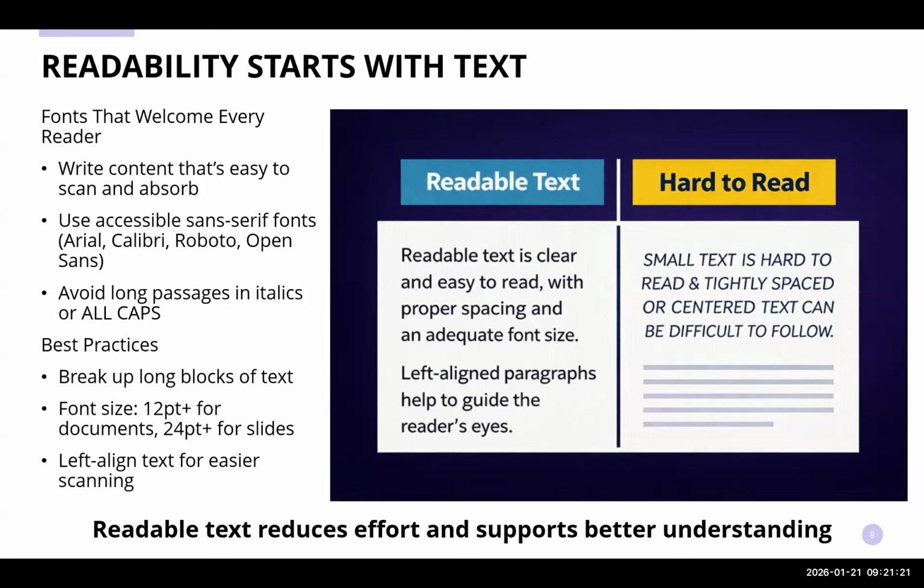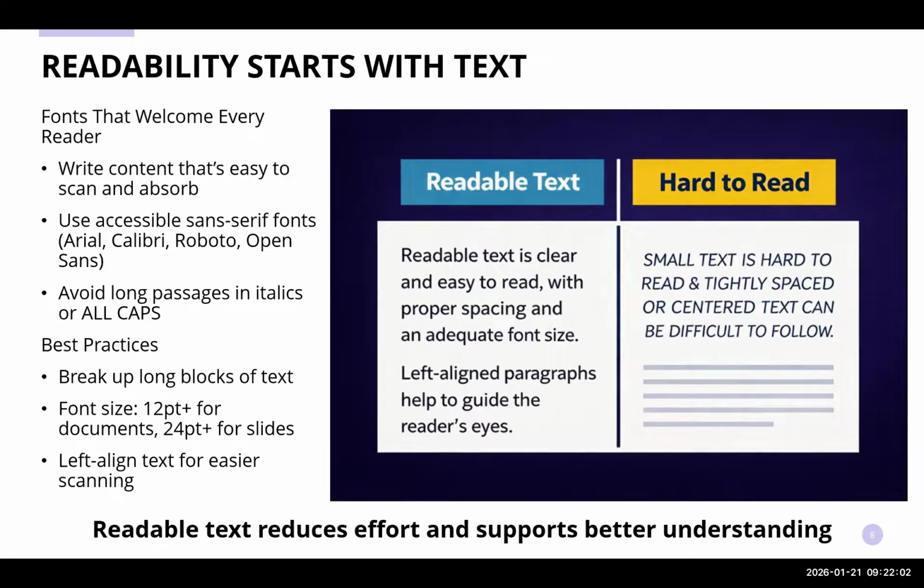Like aligning your text left may seem minor to you, but the truth is, our eyes love a consistent starting point. When we center or fully justify the text, the starting point moves from line to line, which makes the brain work harder to track where the next line begins. We also have a few other things to keep in mind. That is to make your font at least 12 points for documents and 24 points for slides. And also try to avoid writing long sentences in all caps.